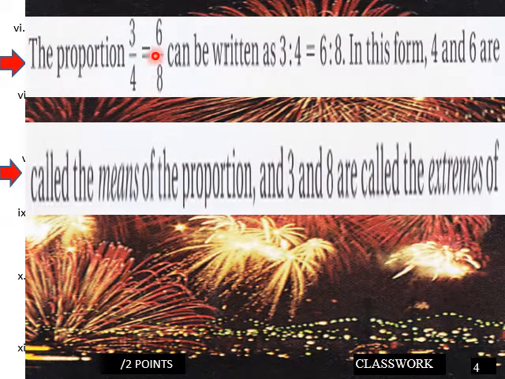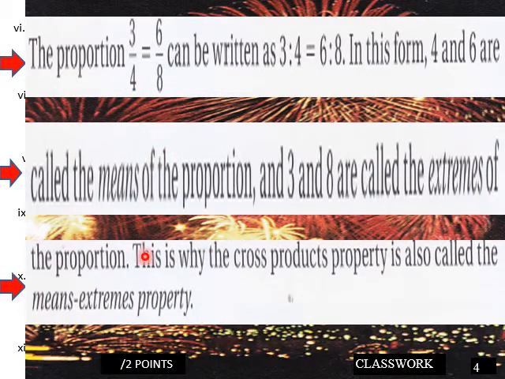The proportion 3 over 4 equals 6 over 8 can be written as 3 to 4 equals 6 to 8. In this form, 4 and 6 are called the means of the proportion, and 3 and 8 are called the extremes of the proportion. 3 and 8 are the extremes, 4 and 6 the means. This is why the cross products property is also called the means extremes property. So the means extremes property is the cross product.